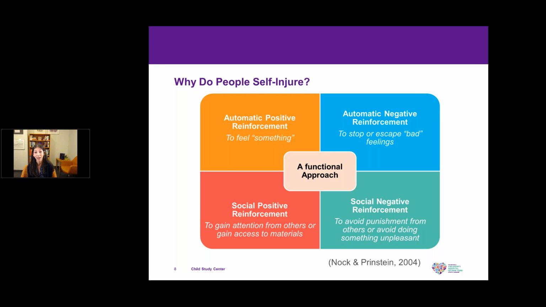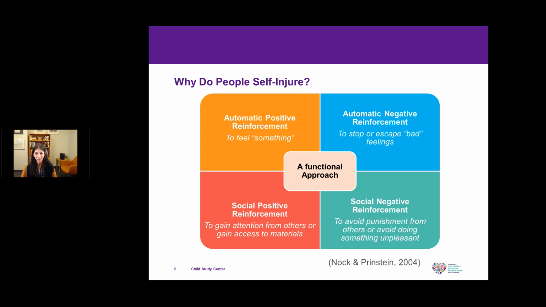Now I'm going to review the why. Why do people self-injure? I'm going to focus less on the underlying reason why, and more on the factors that maintain the behavior, the mechanisms or functions of the behavior. Knock and Prinstein conducted a study evaluating 4 different functions of self-injury, looking at these functions along 2 dimensions. The first is automatic versus social, and the second is negative versus positive.